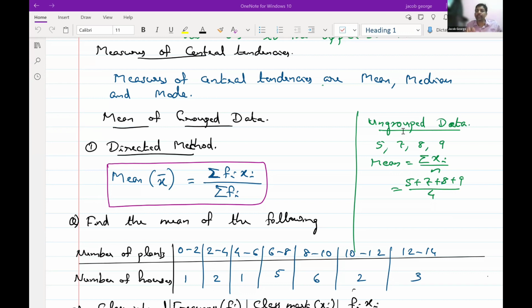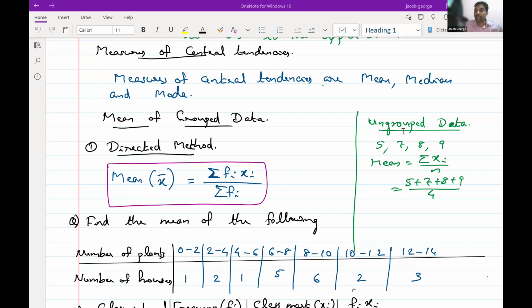Okay. So how many measures of central tendency are there, children? Three are there. What are the three? Mean, median, and the mode. So there are three methods for finding mean. Out of this, two of them are coming in the examination.